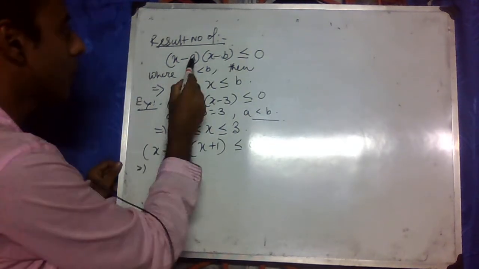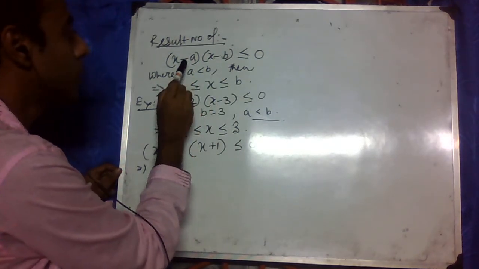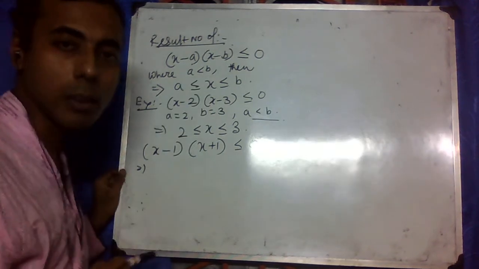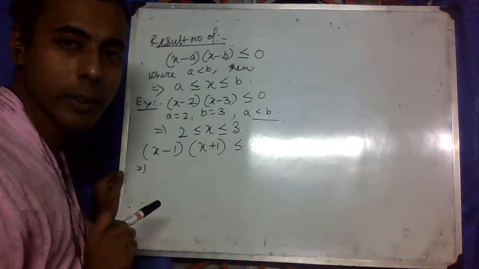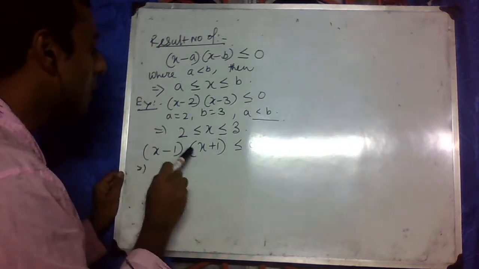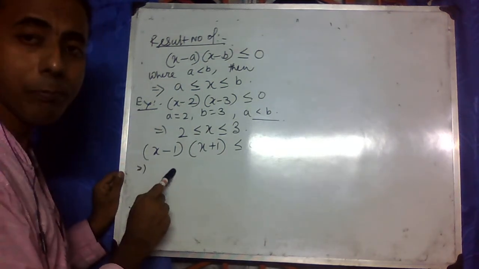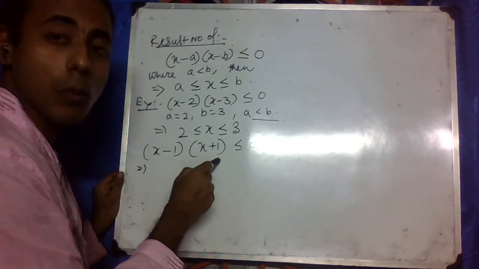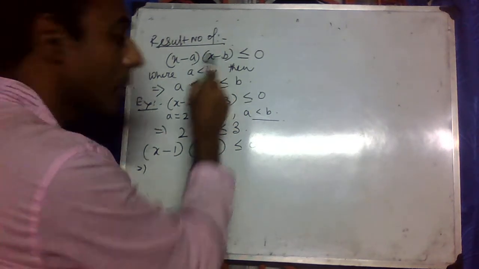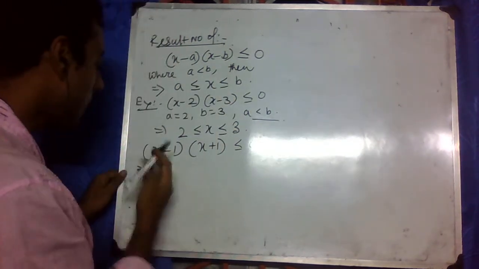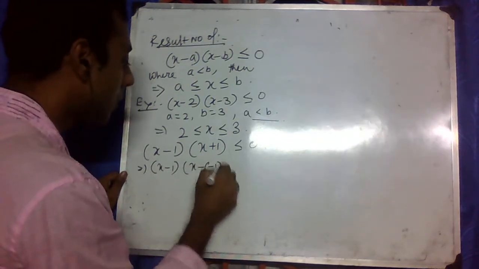Now see here, (x minus a)(x minus b). That means both product terms must be of the form x minus a, x minus b. Then we will consider whether a is less than b or not. Clear? So here (x minus 1)(x plus 1). So now see, this is x minus 1, and this is x plus 1. So this term we have to write into this minus form. So this is x minus 1 and this is x minus of minus 1.